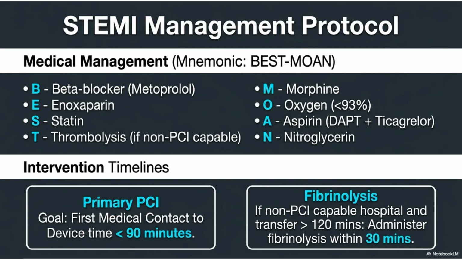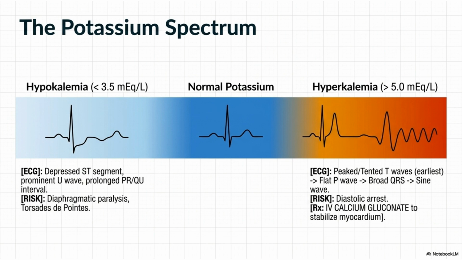Remember BEST MOAN: beta blocker, enoxaparin, statin, and thrombolysis if non-PCI capable, paired with morphine, oxygen, aspirin, and nitroglycerin. The clock is ticking. The goal for primary PCI is a door-to-device time of under 90 minutes from first medical contact.